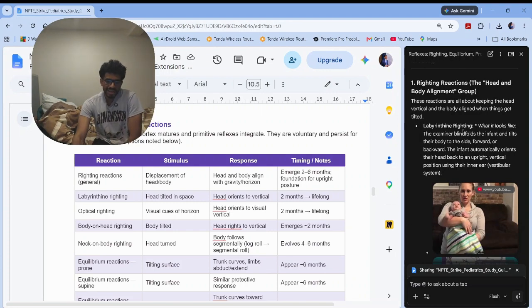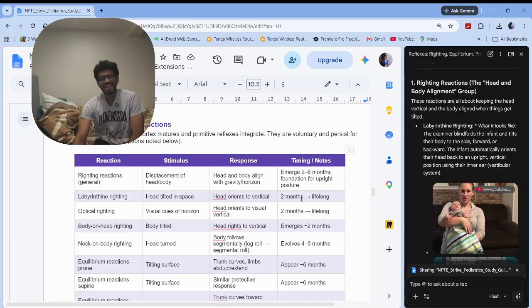So there is something called labyrinthine righting. What it looks like: the examiner blindfolds the infant and tilts the body to the side, forward or backward, right? And the infant automatically orients their head back to an upright vertical position using their inner ear vestibular system. In the inner ear, there's the labyrinth system, which gives the sensation of loss of balance and how to balance it, right? So when you tilt the baby, the baby tries to bring the head back to a neutral or vertical position. That is the vestibular system. So that's what we call labyrinthine righting.